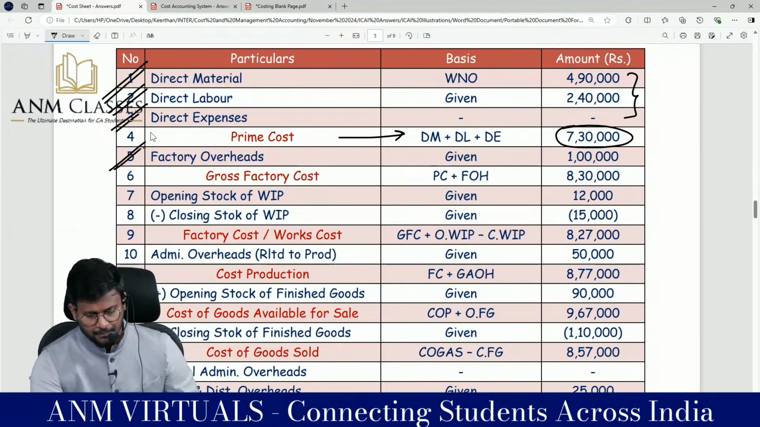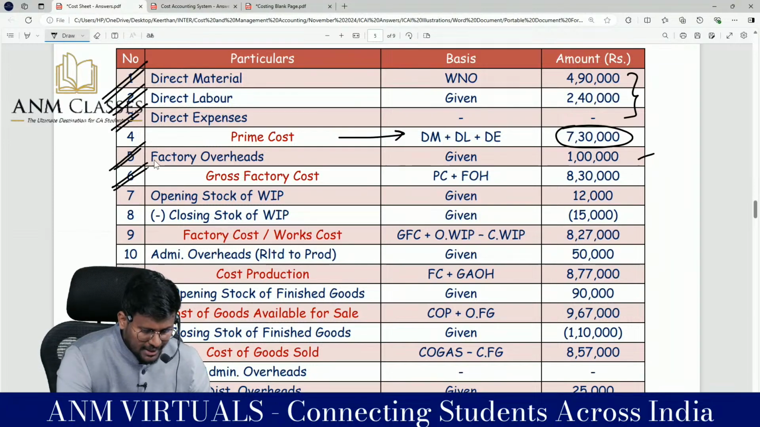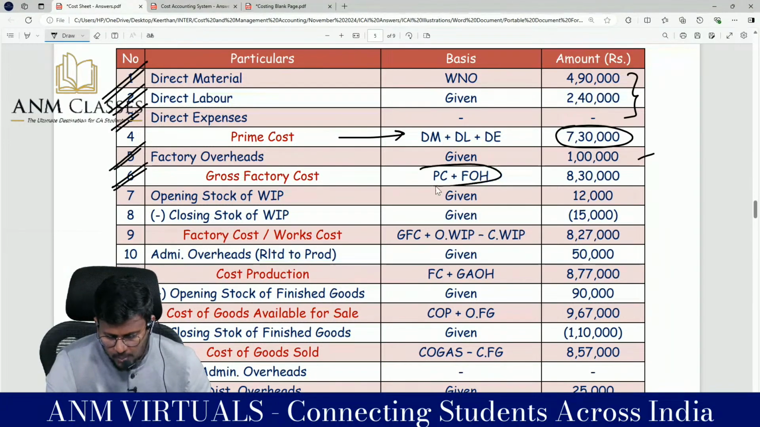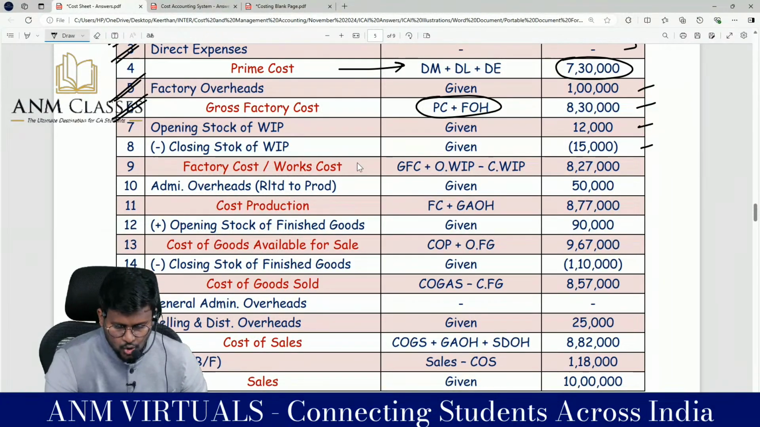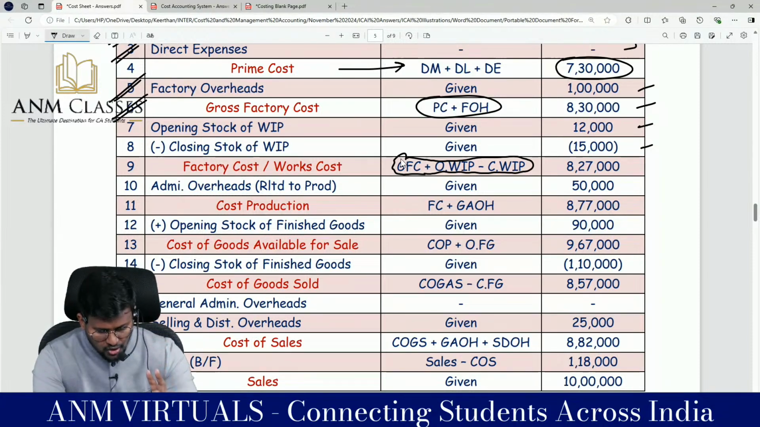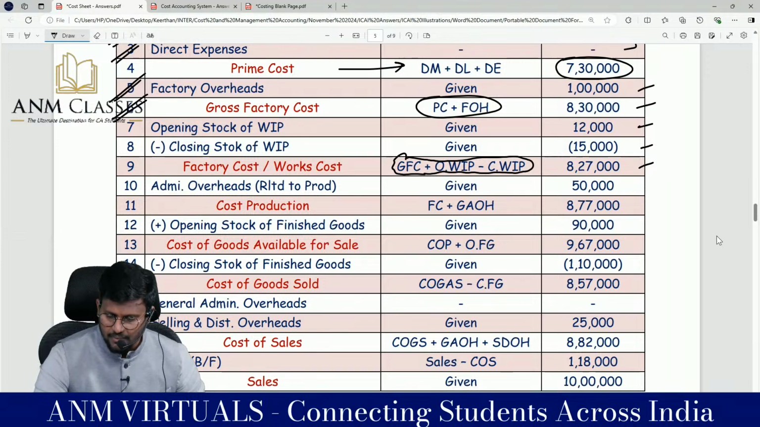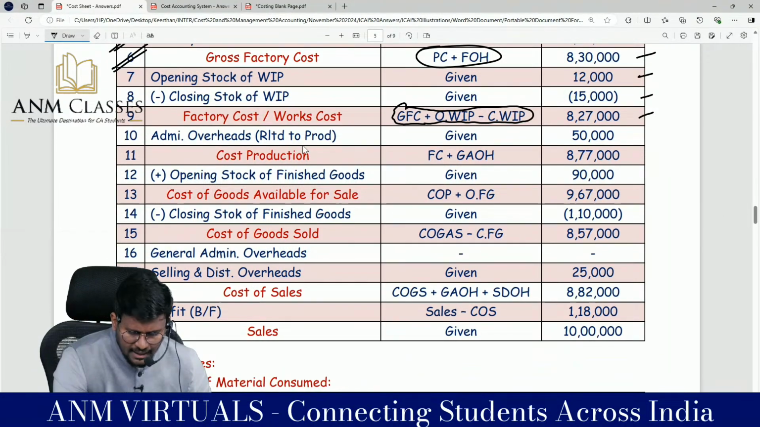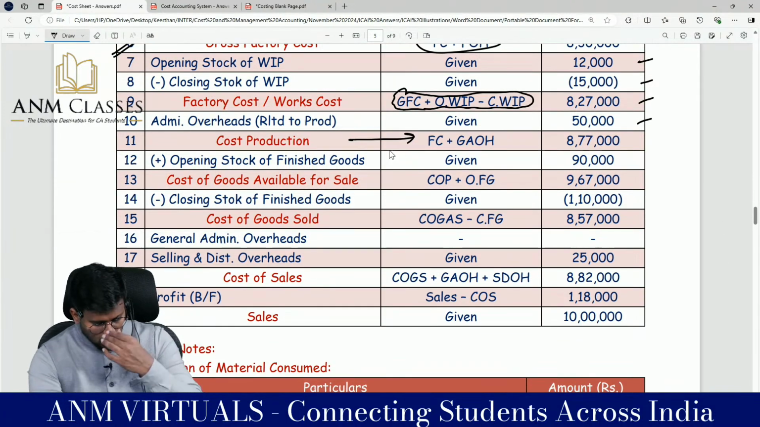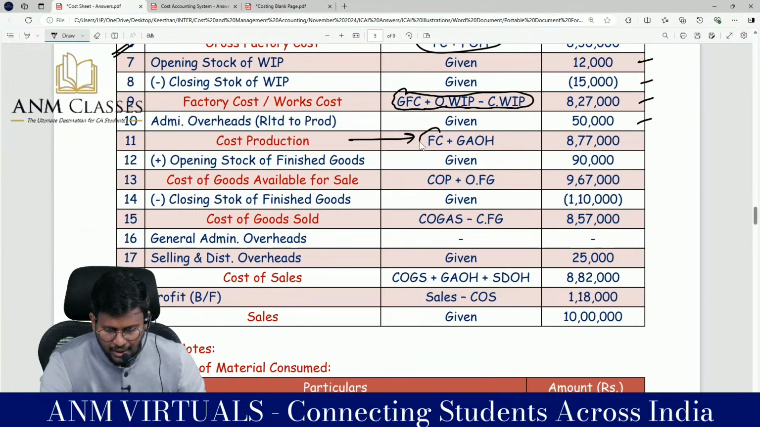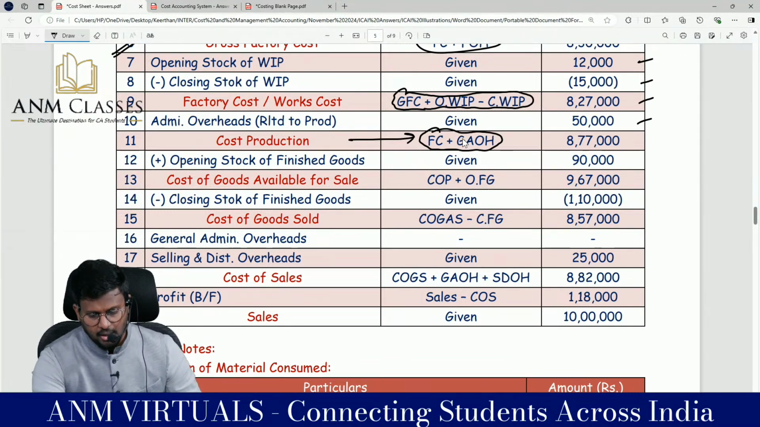Add factory overhead, as given. You will get the factory cost, which is prime cost plus factory overhead, comes to 8,30,000. Add opening stock of WIP 12,000 less closing stock of WIP 15,000. So the net factory cost comes to 8,27,000. Add administration overhead related to production, 50,000. You will get the cost of production, which is the factory cost plus administration overhead related to production, which comes to 8 lakh.